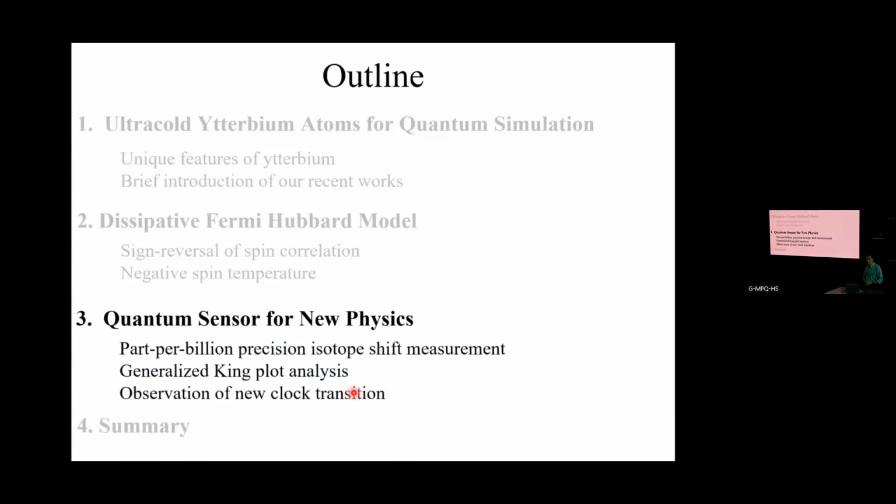Okay, and now I switch to the second topic, a quantum sensor for new physics.